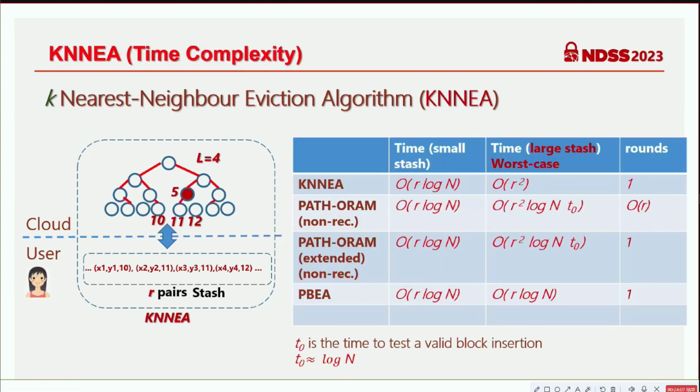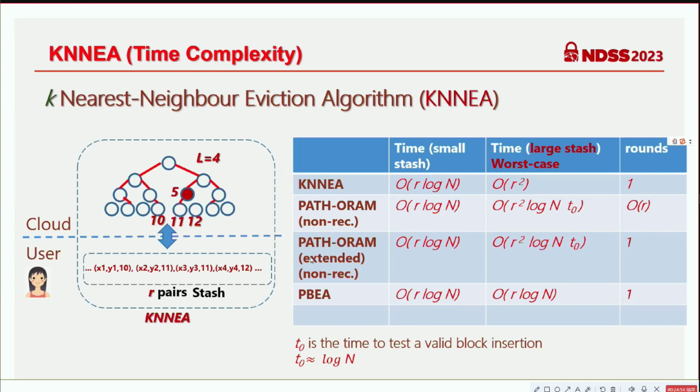This table shows the eviction time complexity of KNEA and PATH-ORAM. When the stash is small, the eviction time is the main part, and KNEA is similar to PATH-ORAM. When the stash is large, the eviction time is the main part. KNEA saves two multiplicative factors, log n and T0. T0 is the time to test a valid block insertion. It's near log n.